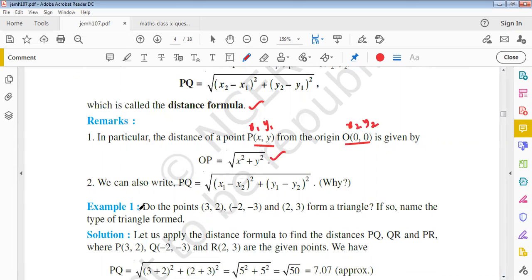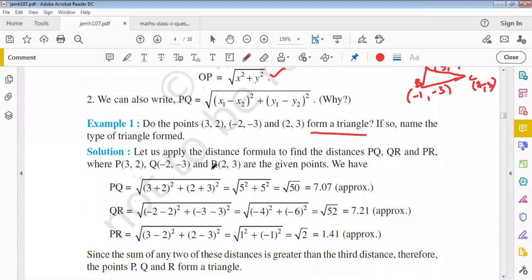Now question number 1, example 1: do the points form a triangle? If so, name the type of the triangle formed. Let us assume the points (3, 2), (-2, -3) and (2, 3). Let us mark all these points and join them. Now assume that it forms a triangle. We are not sure whether it forms a triangle or not. Let us mark A, B, C. We are supposed to find the AB length. Here they are marking as P, Q, R, so they are finding PQ, QR, RP.